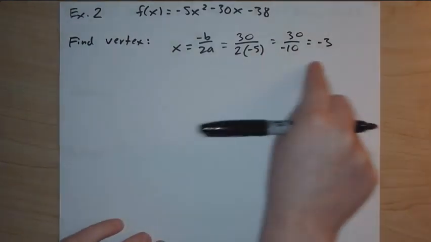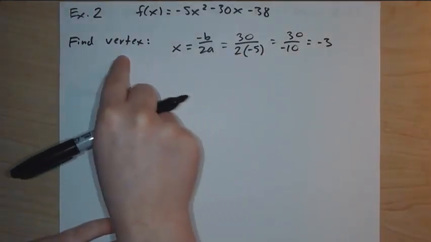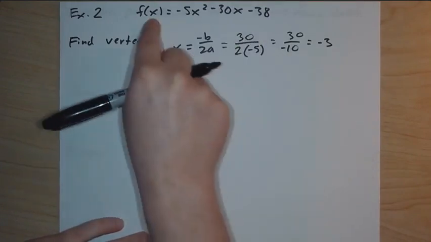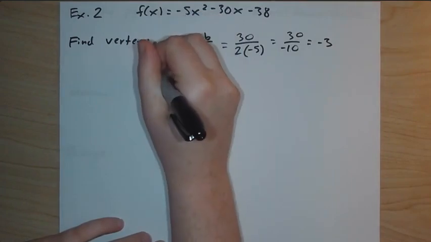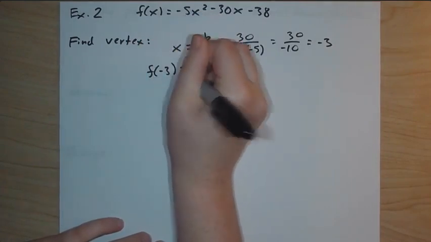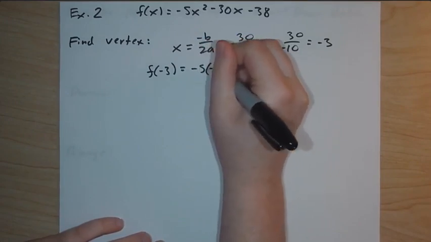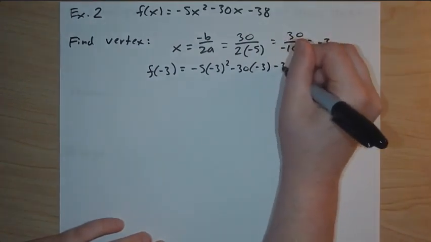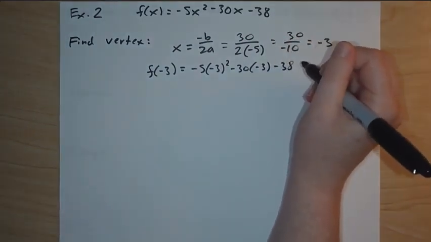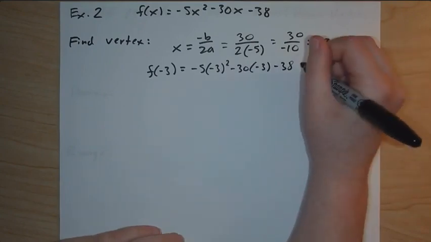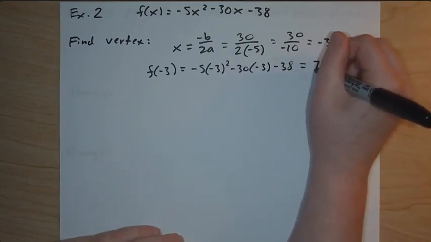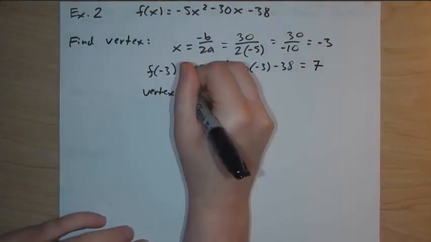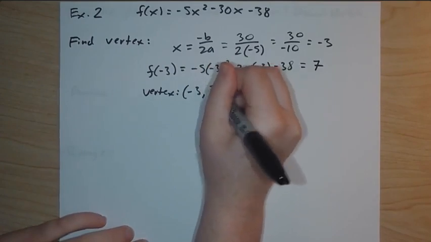So now that we found the x value of our vertex, we need to find the y value because the vertex is a point. To find the y value, we're simply going to plug our x value into our function up here. So our f of negative 3 is equal to negative 5 times negative 3 squared, minus 30 times negative 3, minus 38. And if you plug that all into a calculator, you find that that is equal to positive 7. So our vertex is the point negative 3, 7.